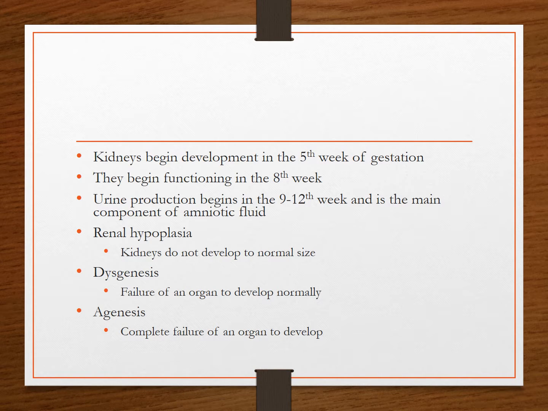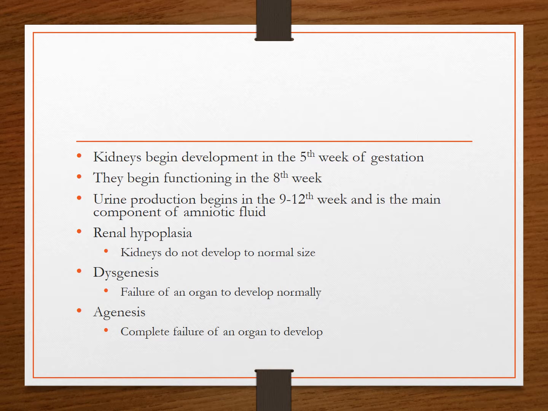Kidneys start developing in the 5th week of gestation, and they actually will function in utero around the 8th week, even producing urine around 9 to 12 weeks of gestation. Urine is the main component of amniotic fluid. If you think about that, a lot of people don't even realize they're pregnant at that time. So just to show you a little bit about how that works.